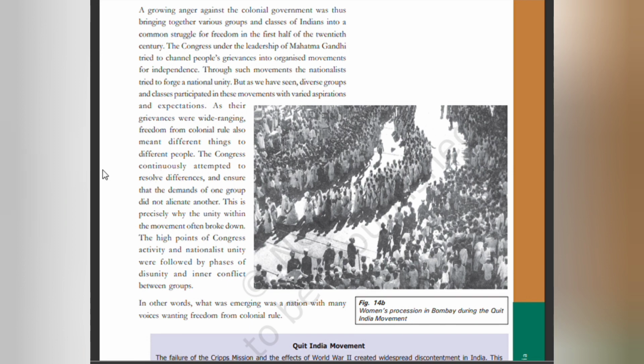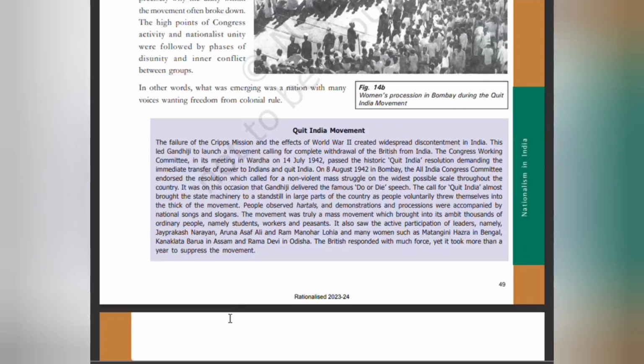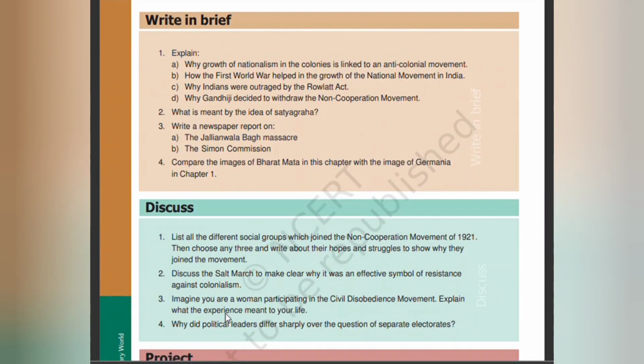The Congress continuously attempted to resolve differences and ensure that the demands of one group did not alienate another. This is precisely why the unity within the movement often broke down. High points of Congress activity and nationalist unity were followed by phases of disunity and conflict between groups. In other words, what was emerging was a nation with many voices wanting freedom from colonial rule.